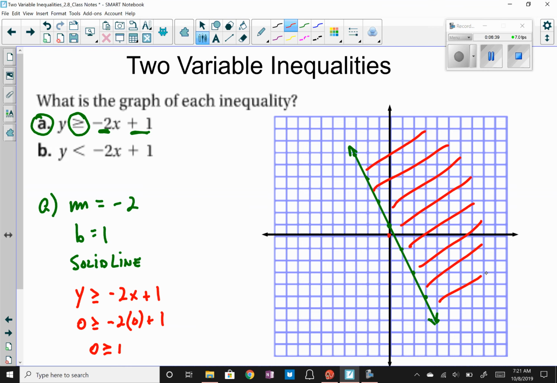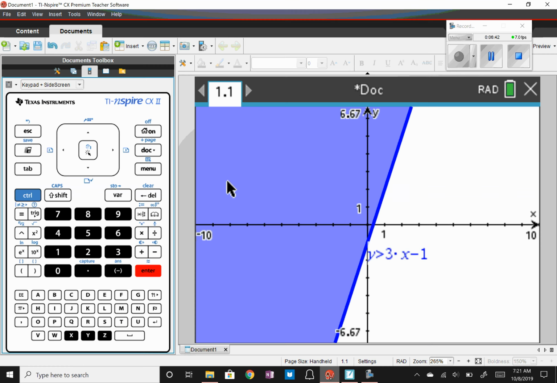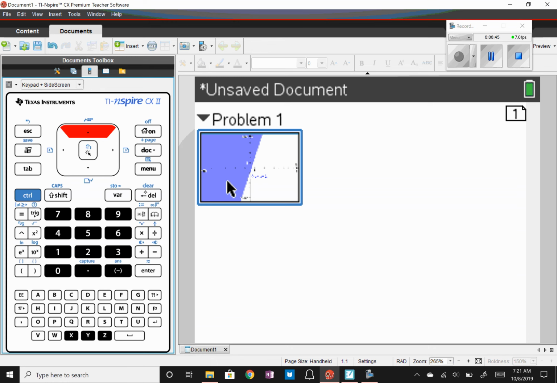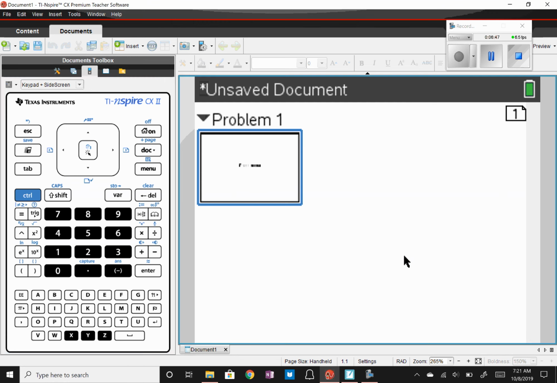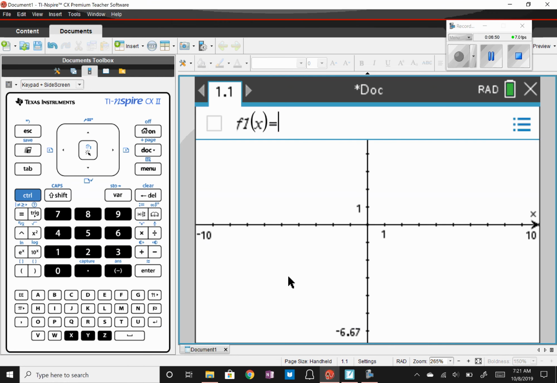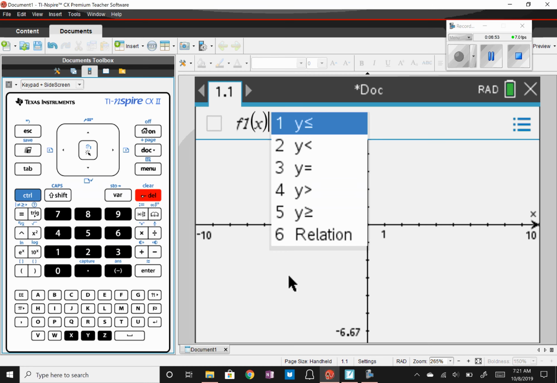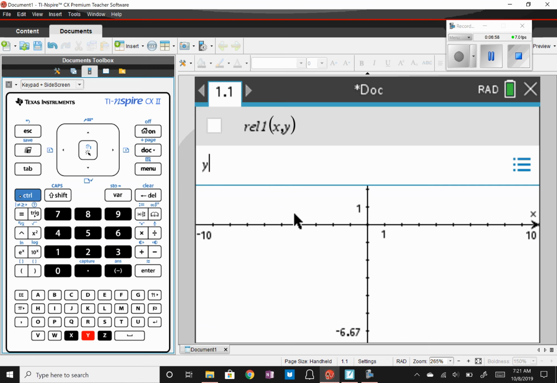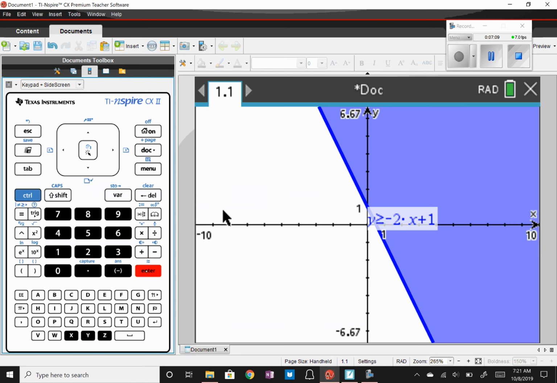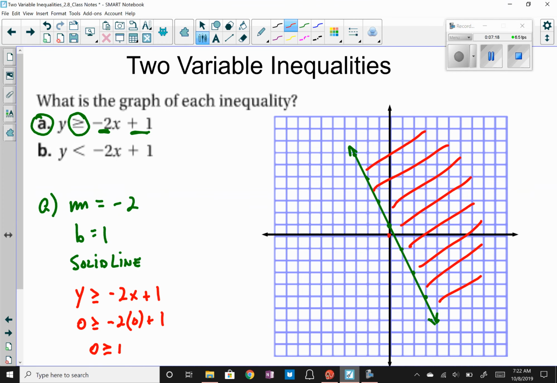And then we could go to the calculator and check that just to make sure we're good. So this one is y is greater than or equal to -2x plus 1. Okay, and sure enough, it shows that the shading is to the right of the line, and that is what we had on our paper, so we're in good shape there.